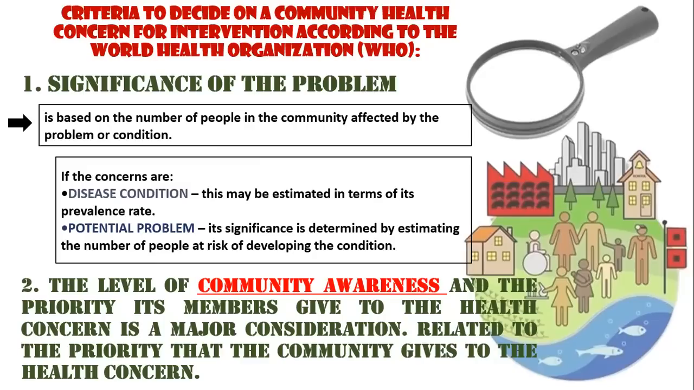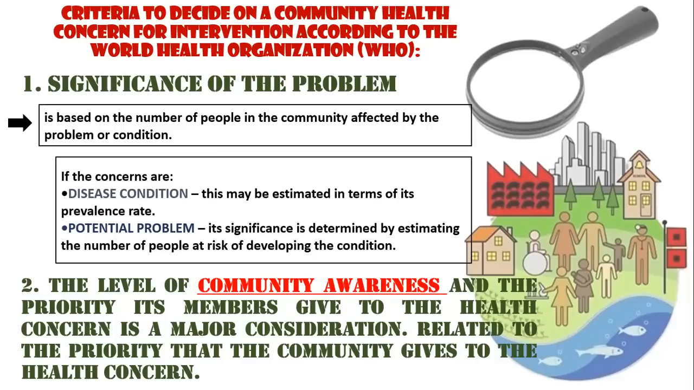Ngayon sa COVID-19 disease condition, ilan ba yung cases, number of cases? And then, potential problem, anong titignan natin? Tignan natin kung sino yung mga nakasalamuha niya. Titignan natin ilan ba yung mga nakasalamuha. At yun ngayon yung titignan natin. So, yun yung magiging potential problem data natin regarding COVID-19. So, ganyan lang yung significance of the problem.